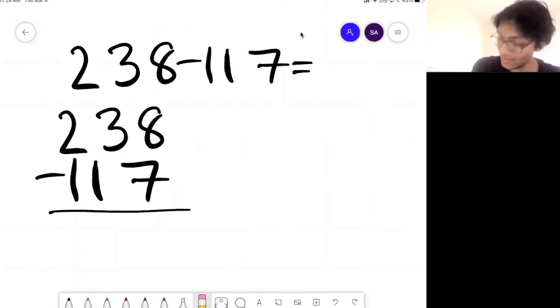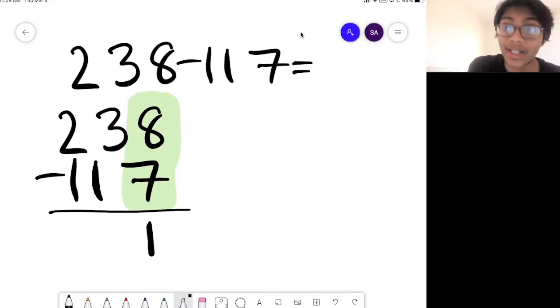And now I can just do the math. My first column is 8 minus 7. What is 8 minus 7? Well, let me think. 8 minus 7, what is that? That's going to be 1. Okay? Try to see if you can answer it before I can.